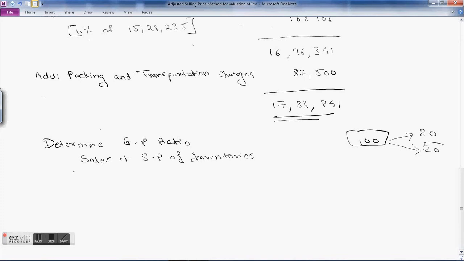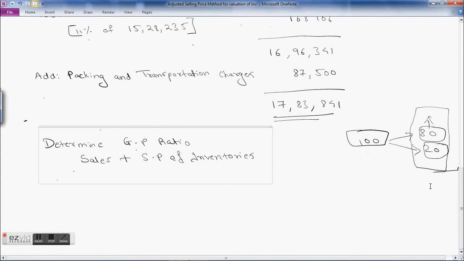Say suppose we have purchased 100 units of goods and we have sold 80 units. We have 20 units in our stock. If we take only sales against selling price of 80 units, we will be considering purchase price of 100 units. So our gross profit ratio will be incorrect. In order to get a correct gross profit margin, we have to take selling price of all the 100 units to match it with our total purchases. Okay, so let's see.